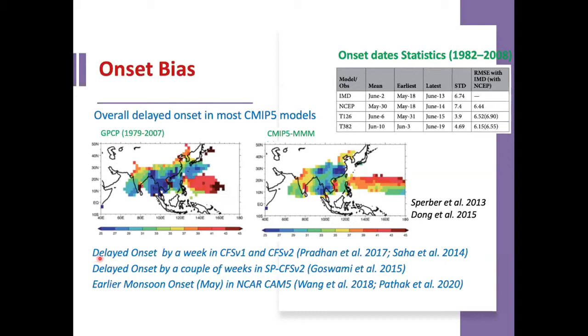And in CFS V1, V2, it's by a week. There is a delay of a week. Say, for example, it should happen on June 1st, it happens a week later, so June 7th, 8th, something like that. And then delayed onset by a couple of weeks in SP-CFSV2. This is another version of CFSV2, which was super parameterized, so it uses a super parameterization, convection parameterization. And then in the model that we are using, it has actually an early onset by a week or so. The end of May, last week of May, it shows an onset.